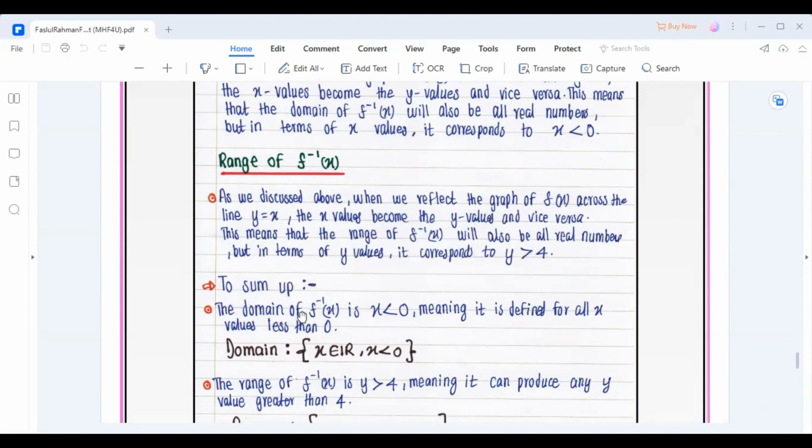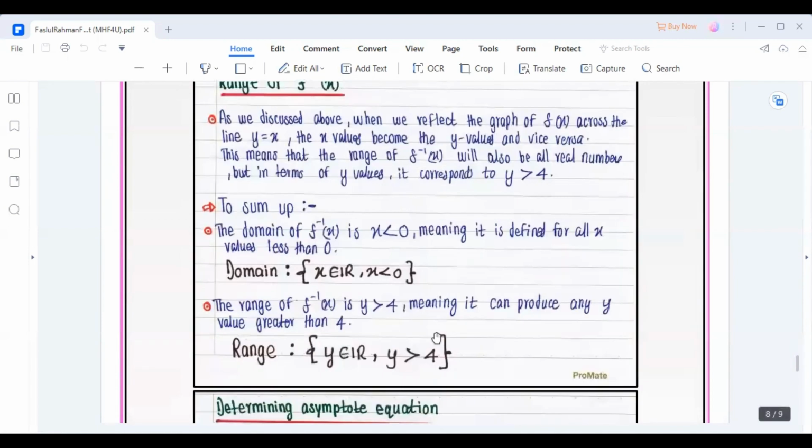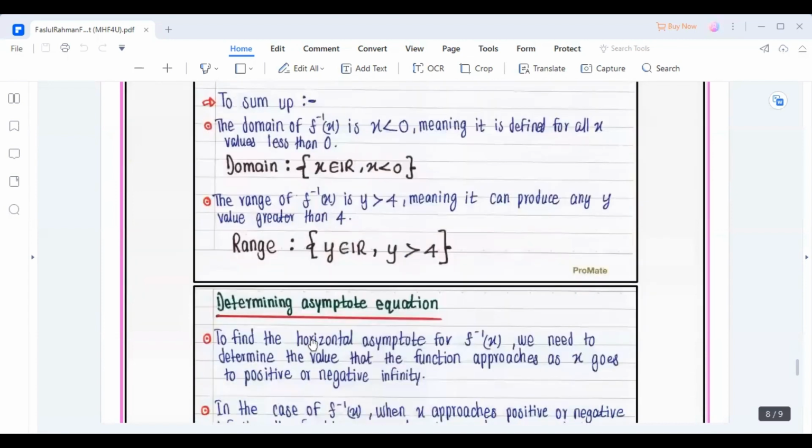To sum up, the domain of f inverse x is x less than 0, meaning it is defined for all x values less than 0. Therefore, the domain is x is an element of R and x is less than 0. The range of f inverse x is y greater than 4, meaning it can produce any y value greater than 4. Therefore, the range is y is an element of R and y is greater than 4.